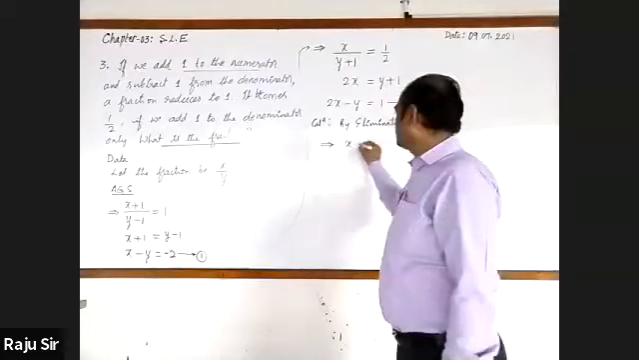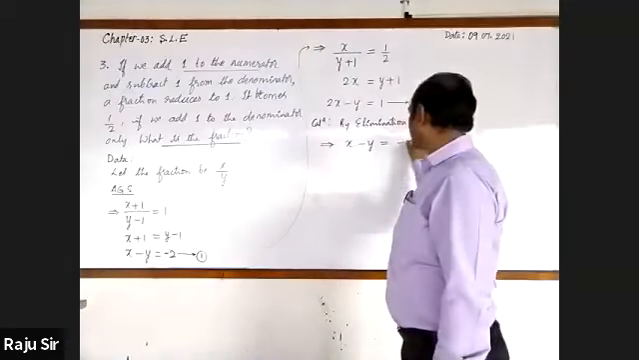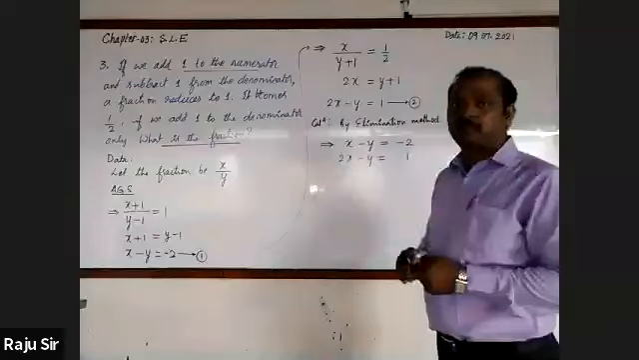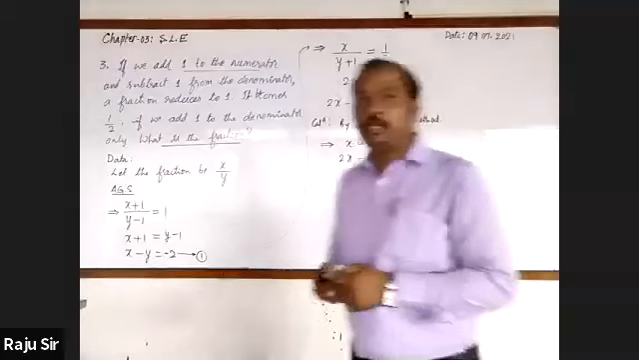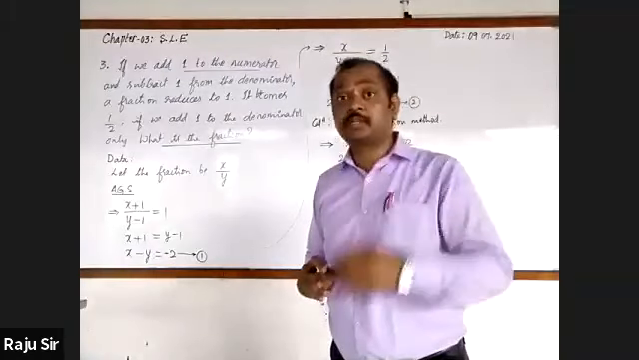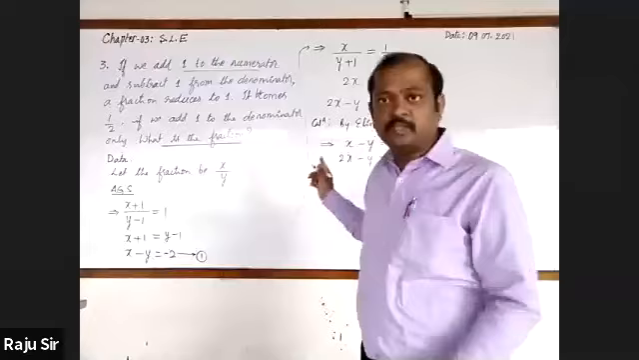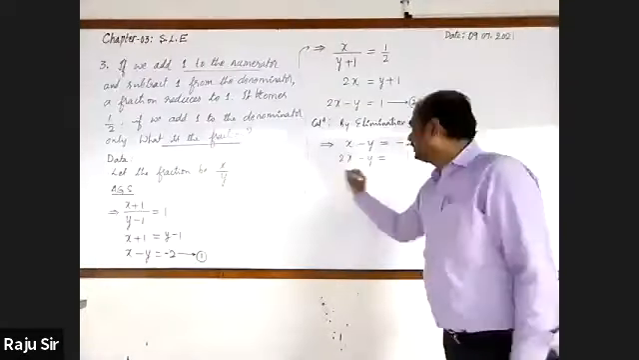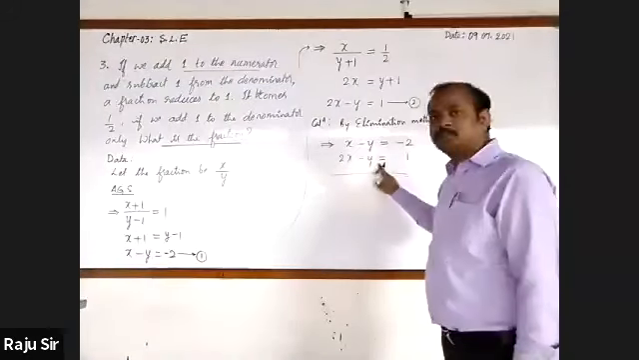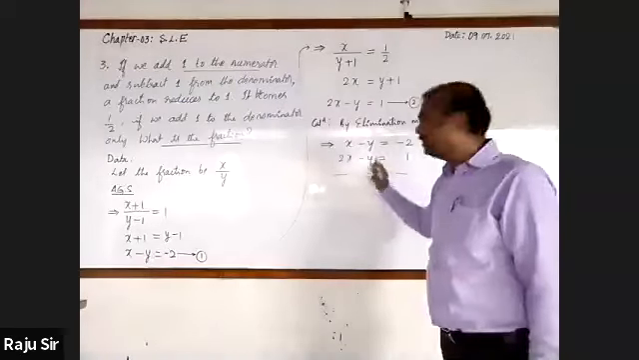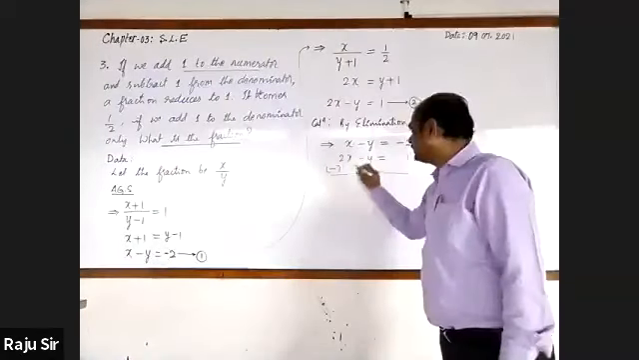The first equation is x minus y is equal to minus 2. Then 2x minus y is equal to 1. Should we change the sign? Yes, we should change. The reason is we have minus 1y and minus 1y. They cannot be cancelled, as they have the same sign. Hence, let us go for changing.